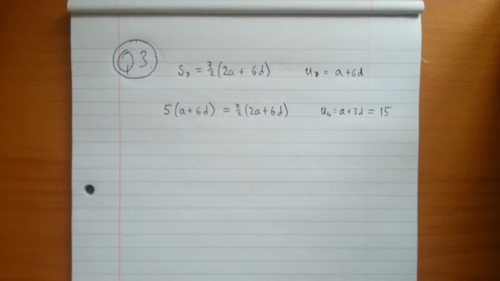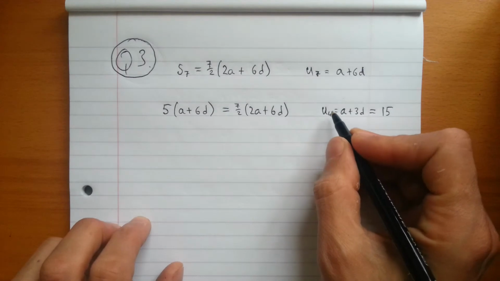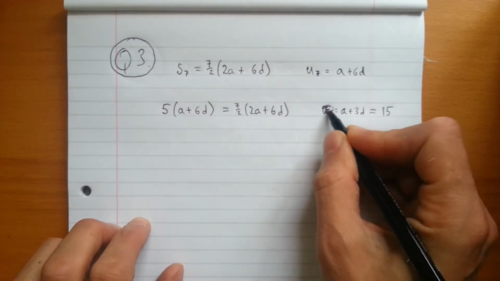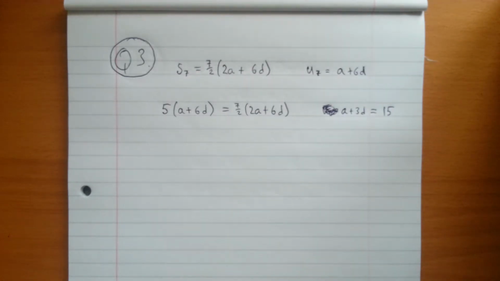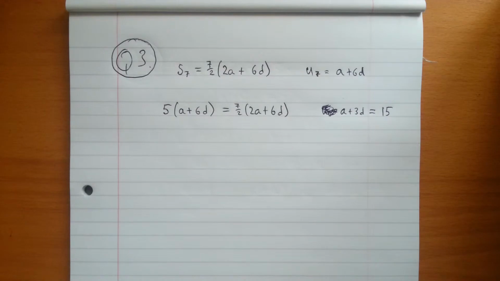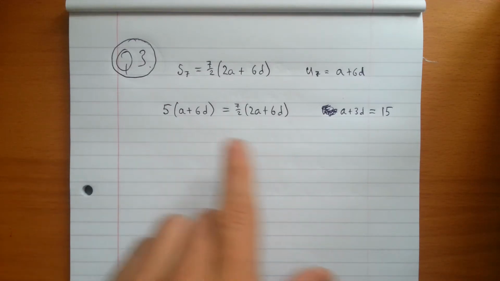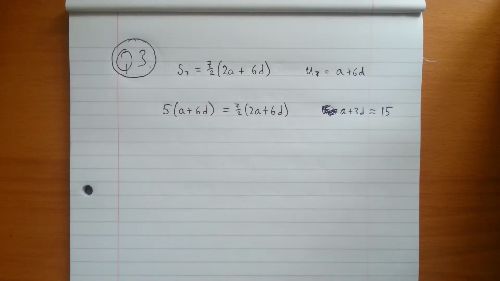Happy? Right. What I normally do in these questions is I scribble out this little bit because I don't really need that U4. What I really need is the 15 equals a plus 3d. That is what's really useful to me, because now I've got 2 equations and just 2 unknowns. All I really need to do now is sort out this mess here. Just tidy it up a bit, put all the a's on one side, put all the d's together. Basically just multiply out the brackets and simplify it. Once I've done that, I'll be able to just solve these equations simultaneously like we used to do in GCSE.